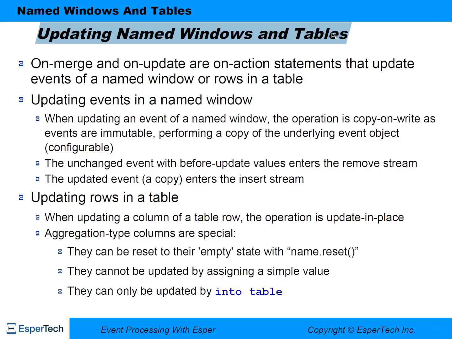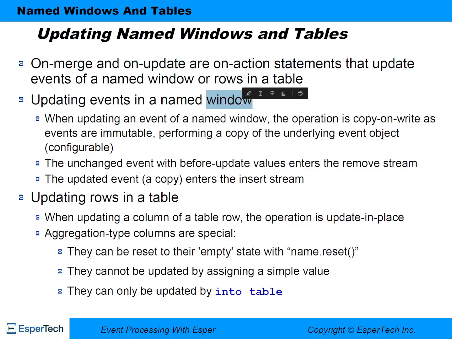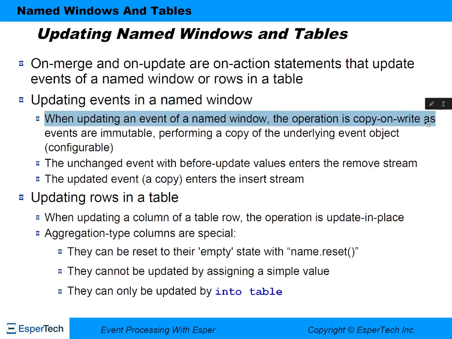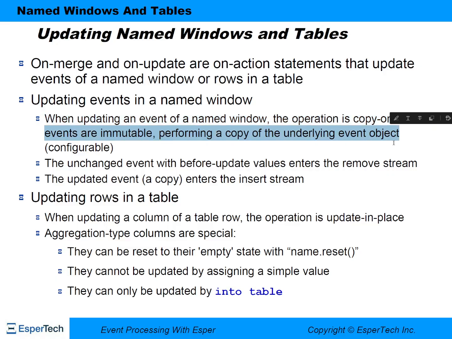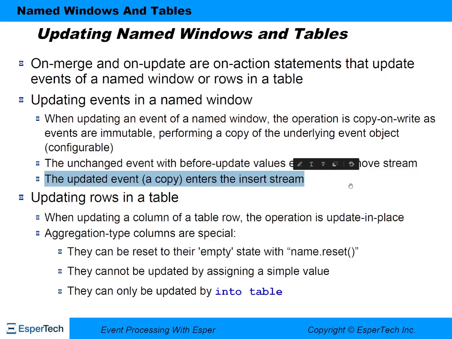This slide reviews updating named windows and tables. On merge and on update are on action statements that update events of a named window or rows in a table. In respect to updating events in a named window, the operation is copy on write, as events are immutable, performing a copy of the underlying event object. The unchanged event with before update values enters the remove stream. The updated event, a copy, enters the insert stream.